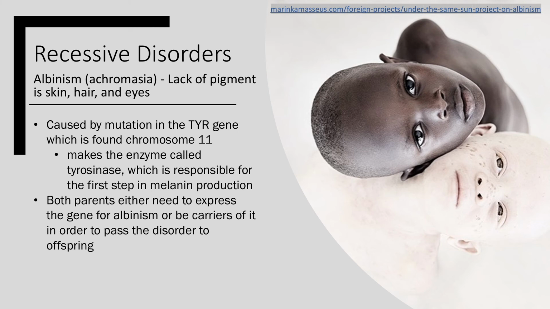The TYR gene makes an enzyme called tyrosinase, which is responsible for the first step in melanin production. Melanin is a broad term for a group of natural pigments found in most organisms. Melanin is produced through a multi-stage chemical process known as melanogenesis. In order for a person to have albinism, both their parents needed to express the gene for it, or at least be carriers in order to pass it on to their offspring.